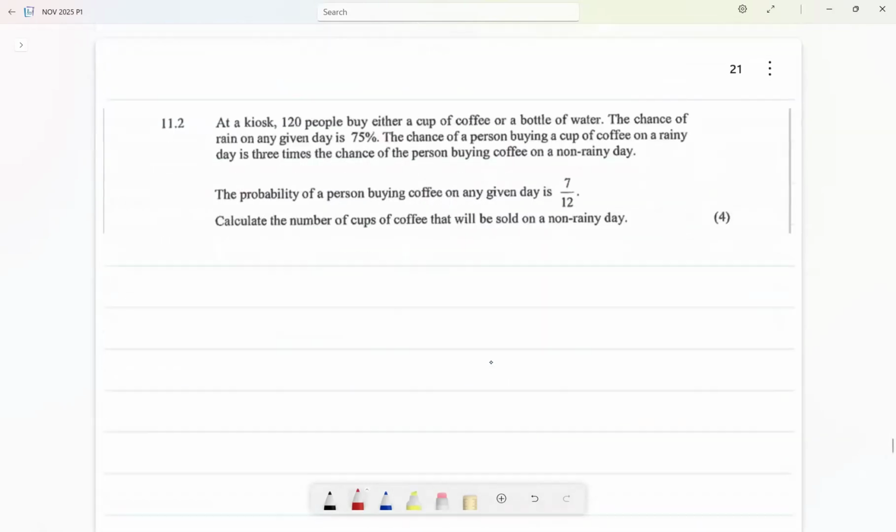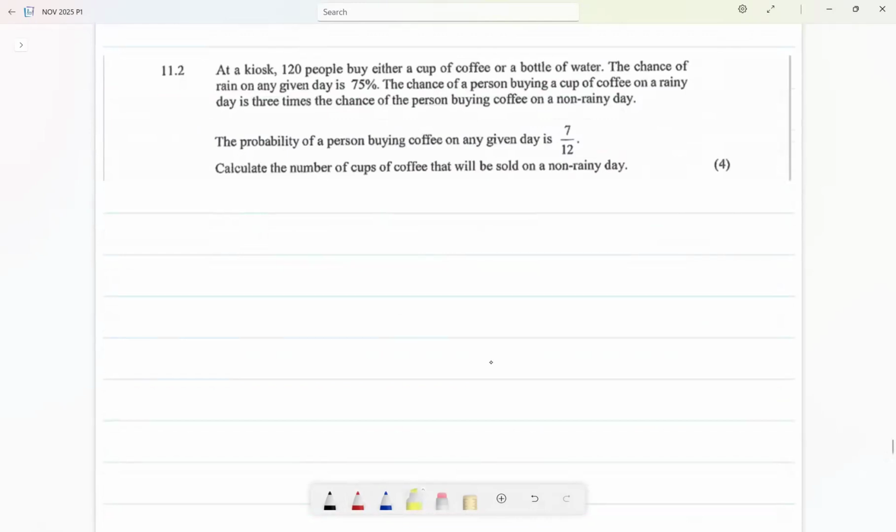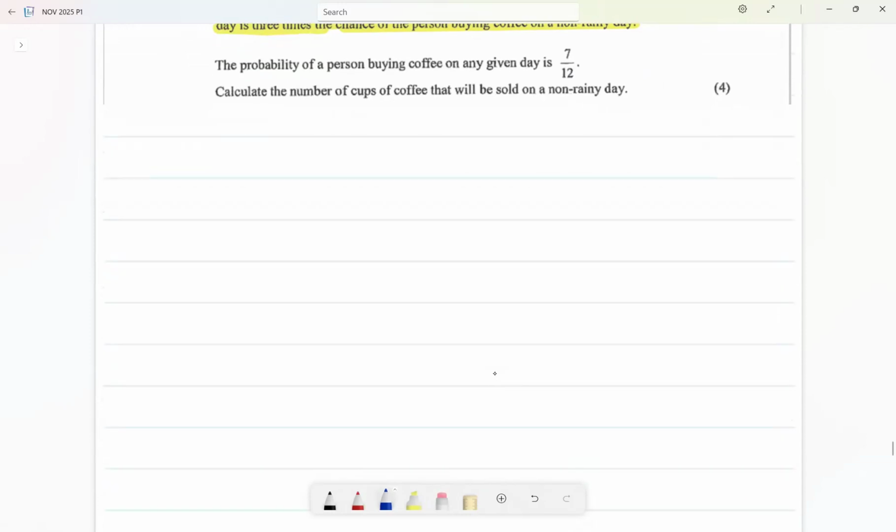Now let's move to the next one. It says at a kiosk, 120 people buy either a cup of coffee or a bottle of water. The chance of rain on any given day is 75%. The chance of a person buying a cup of coffee on a rainy day is 3 times the chance of a person buying coffee on a non-rainy day. Okay, so let's just do this before we go anywhere.